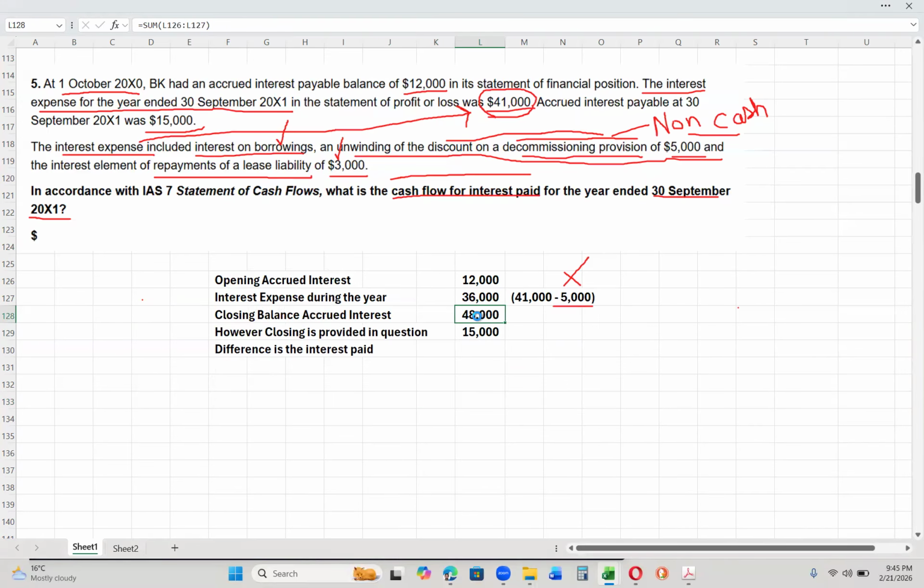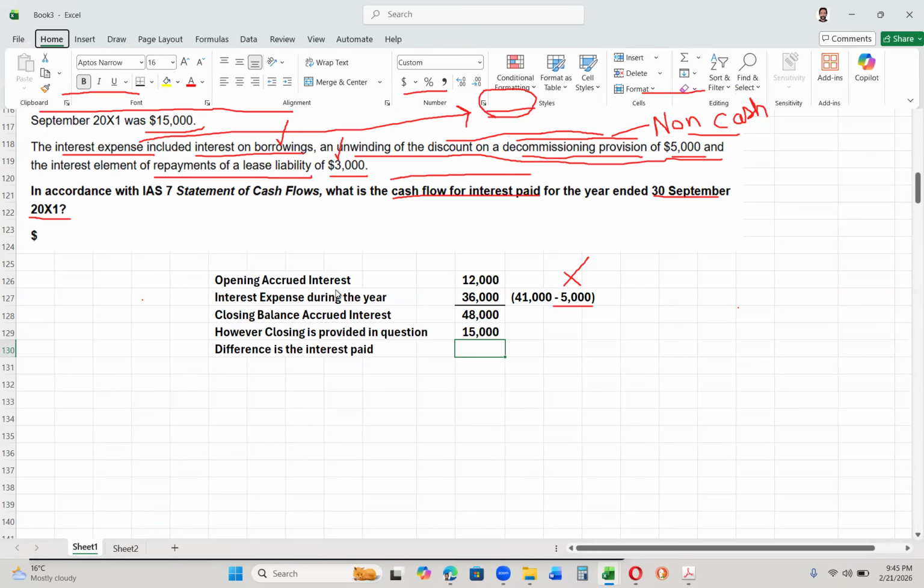But surprisingly, when we look at the closing balance, it is only 15,000. How can it go down? How do we owe them less money? According to our calculation, we owe them much more. We owe them 48,000. But when we look at the closing balance, it is only 15,000. So the only way the interest liability has gone down is due to the payment. The difference is the amount of money paid for interest. Okay, and that is going to be the answer.